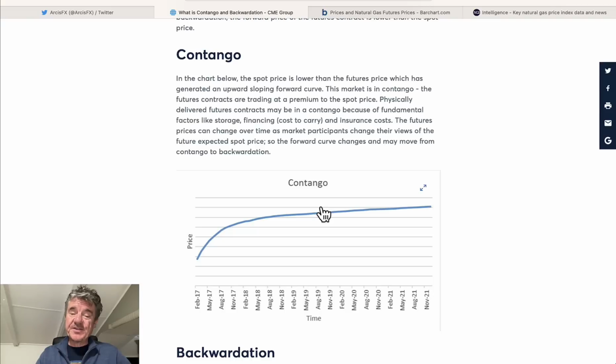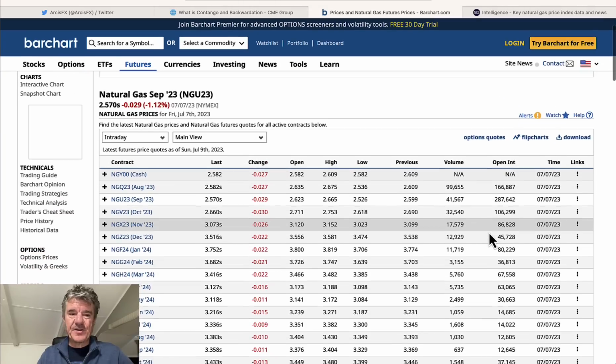So when you look at these charts, that's as it stands at the moment. It's a snapshot of the way the market is currently perceived at that moment in time, and this curve can change from day to day and week to week and month to month as time progresses. So with all of that in mind, let's have a look at natural gas.